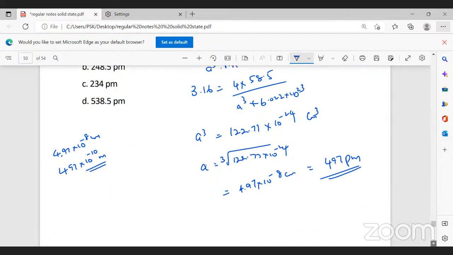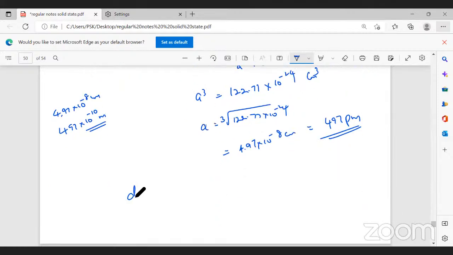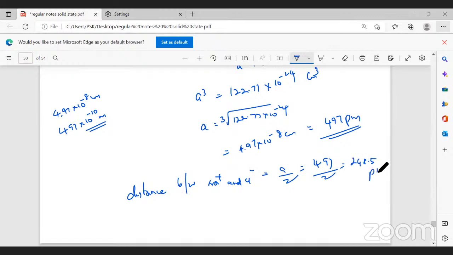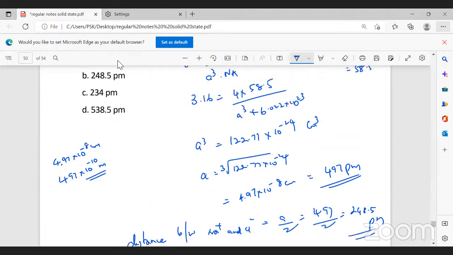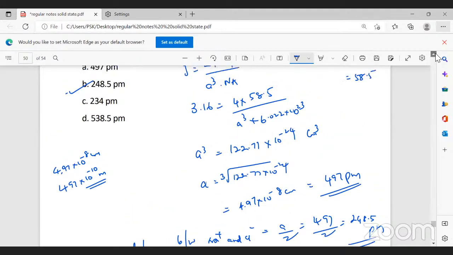Now they're asking, what is the distance? So distance between Na plus and Cl minus will be equal to A by 2. That is 497 divided by 2, that will be 248.5 picometers. Hence the answer will be option B.